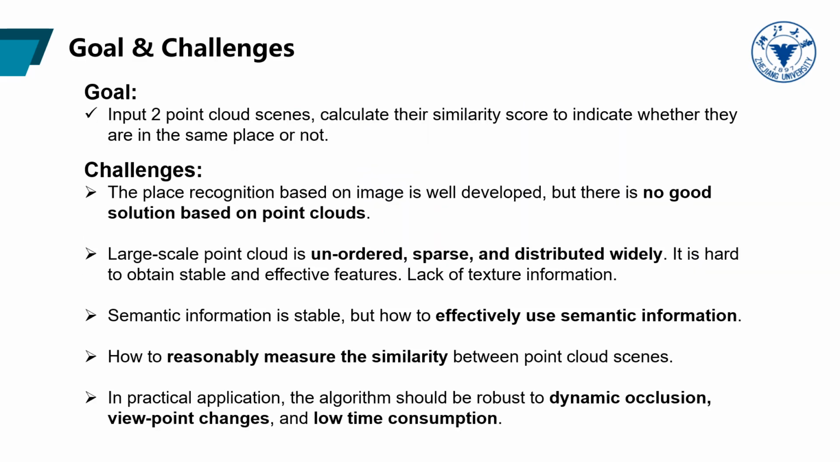The goal is to input two point cloud scenes and calculate their similarity score to indicate whether they are in the same place or not. There are a few challenges to this task. Firstly, place recognition based on images is well developed, but there is no good solution based on point clouds. Large-scale point clouds are unordered, sparse, and distributed widely. It is hard to obtain stable and effective features, and point clouds lack texture information.